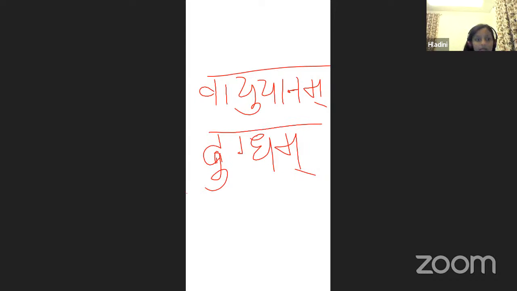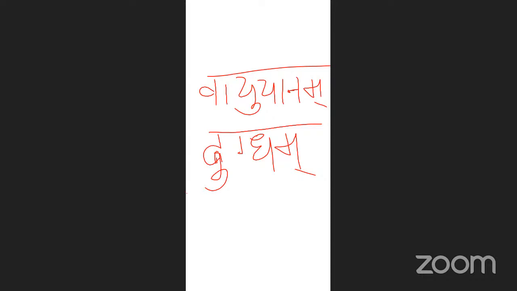Dugdham. The Dugdham. What do you know about Dugdham? Dugdham means milk, or it is also called Kshir, Kshir Sagar. Kshiram, Kshire, Kshirani. Dugdham, Dugdhe, Dugdhani. Done? Sometimes our kheer is also called Kshiram. So these are Napumsakaling words. Okay, done? Everyone did this?